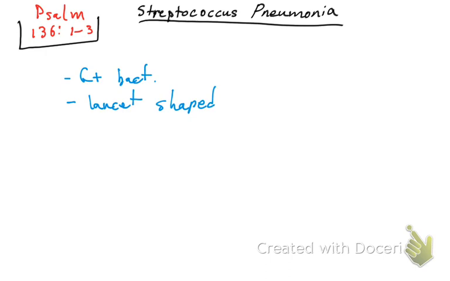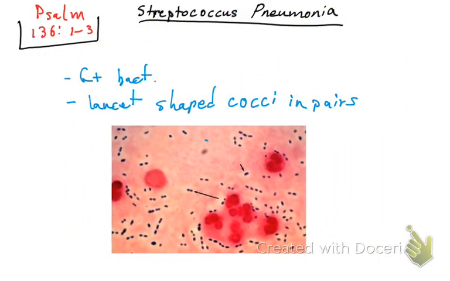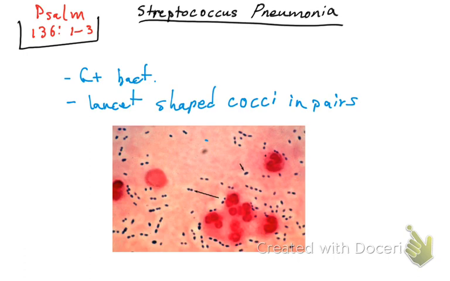Lancet-shaped cocci, okay? And also, instead of being single, it is in pairs. I will show you a picture of the Diplococci. So basically here it is. As we can see here, the arrow, this is Diplococci. So this is how it looks like, Diplococci in pairs.